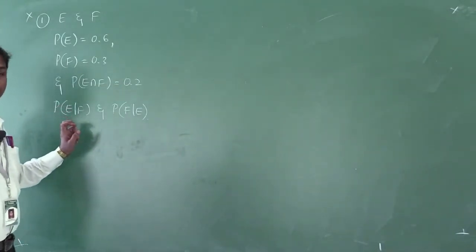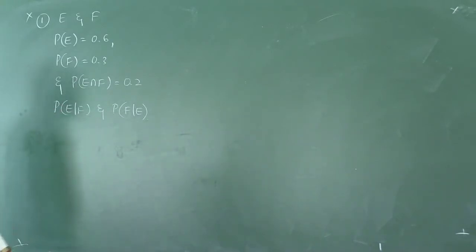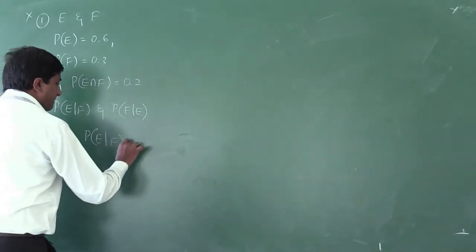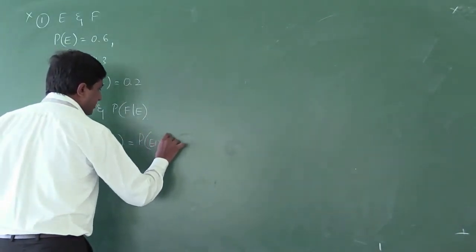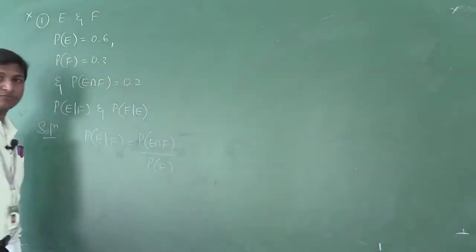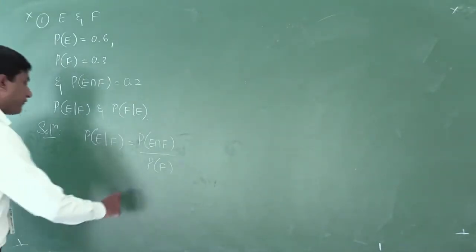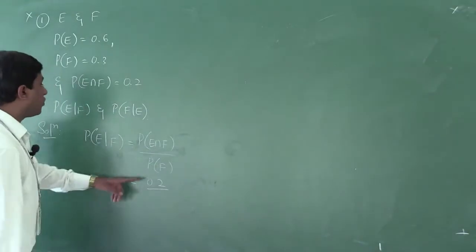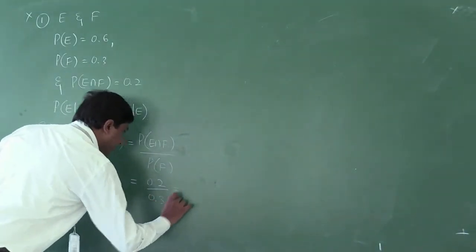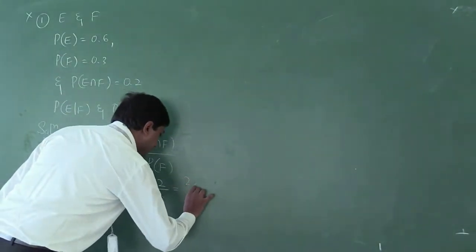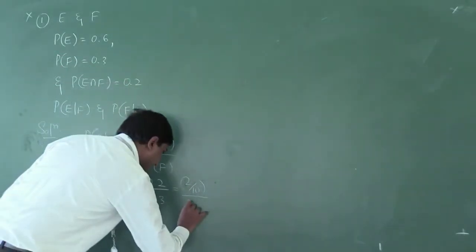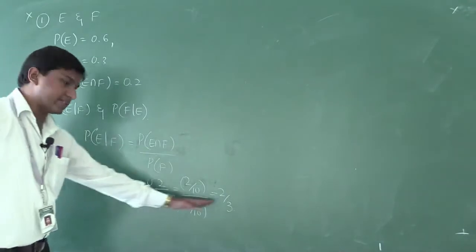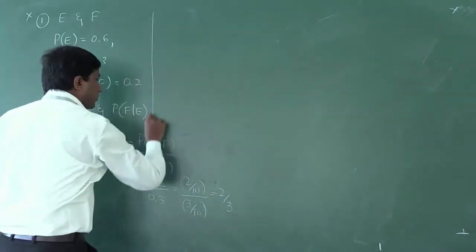Okay, so by definition of conditional probability, what is the formula for P of E bar F? P of E bar F is nothing but P of E intersection F by P of F. P of E intersection F is 0.2, divided by P of F, which is 0.3. 0.2 can also be written as 2 by 10, and 0.3 as 3 by 10. So this is nothing but 2 by 3. So the value of P of E bar F is 2 by 3. This is a 1-mark question.